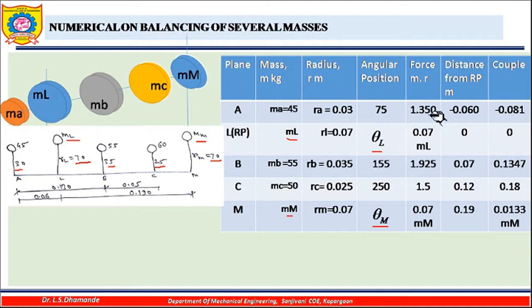So only I'm writing the product of m into r. If I take the product of this m into r, it is 1.35 for the plane A. For the plane B, it is 1.925. For plane L, it is unknown because the radius is known to us, but mL is unknown, that you have to find out. Then for C, it is 1.5, and for M plane, again it is unknown, that is 0.07 multiplied by mM. And now I will try to mark the distances of these planes.